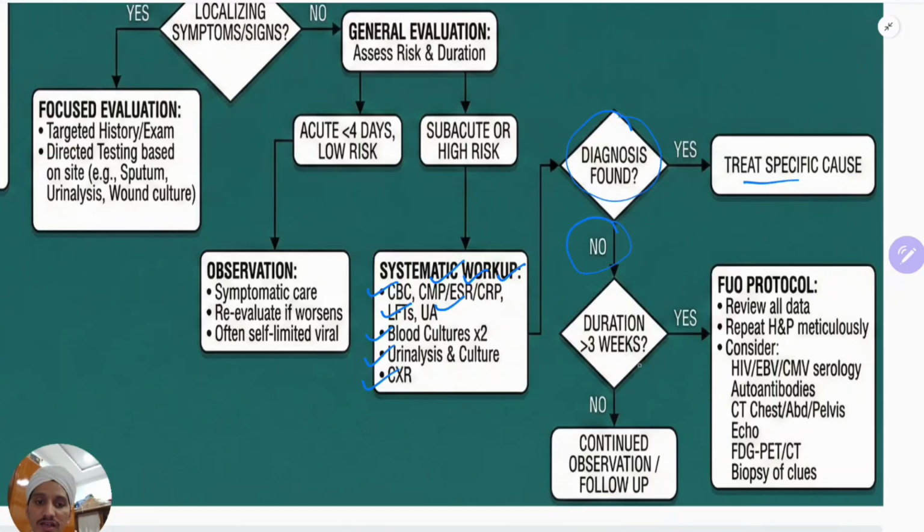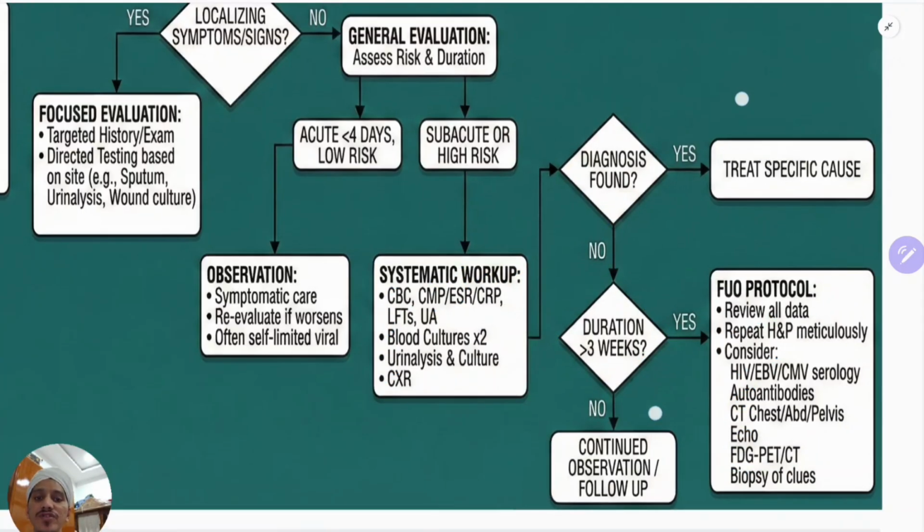If the diagnosis is not found and 3 weeks have gone, then that will go into something called fever of unknown origin. That itself has a different protocol. There you will again review all the data, repeat history and physical examination, consider HIV, Epstein-Barr virus, CMV serology, consider autoantibodies, meaning connective tissue disorder, CT chest, abdomen, pelvis, 2D echo for subacute bacterial endocarditis. FDG PET is the last thing to do. PET CT and biopsy for clues.